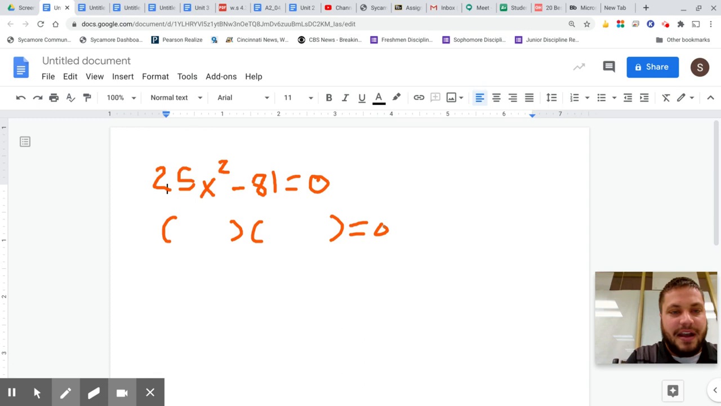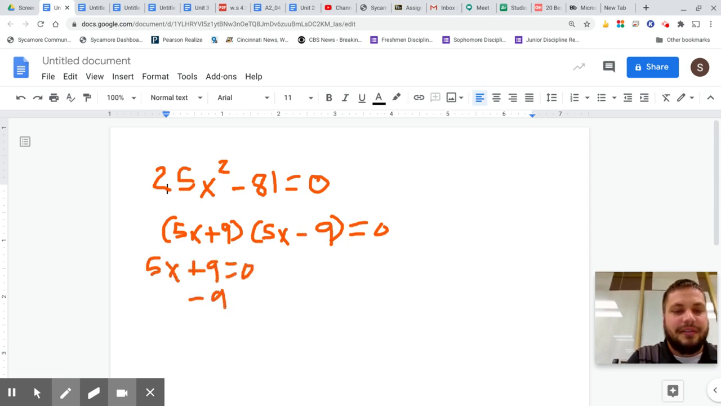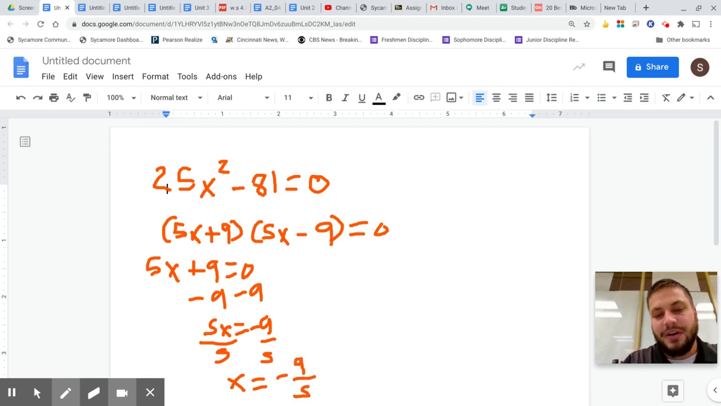The square root of 25x squared is 5x. Write that in front. The square root of 81 is 9. Write that in back. Make one plus and one minus. And now I'll just set each one of these equal to 0. I'll minus 9. Get 5x equals negative 9. When I divide by 5, I get that x equals negative 9/5. You could change that to a decimal if you wanted. That would be negative 1.8.